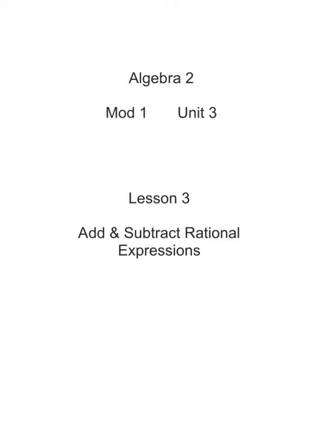Alright folks, the challenge is on. We're now going to add and subtract rational expressions. We're going to take a few days to do this. A little more complicated than multiplying and dividing. But if you get the pieces, you should be alright with it.